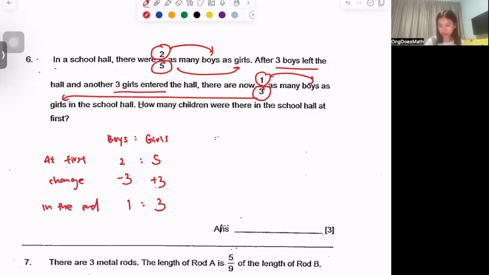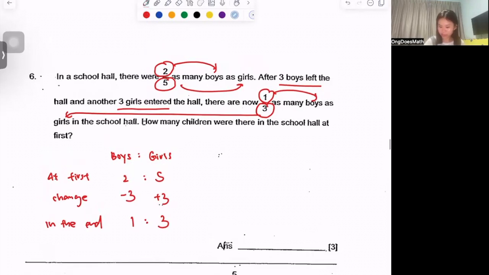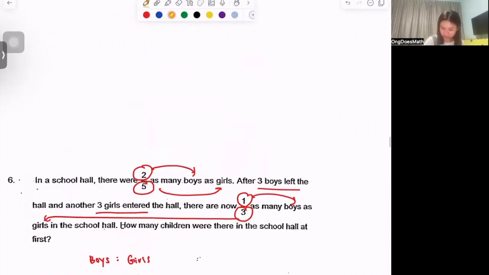This is a very important concept. So let's do it at the side. Imagine you've got 9 students at first, regardless of gender. I tell you 3 students left the hall, and now another 3 students join in. At first you've got 9 students, at the end you still have 9 students, right?